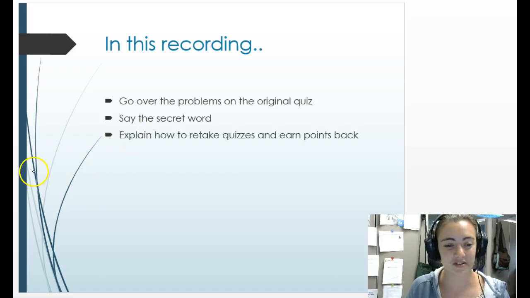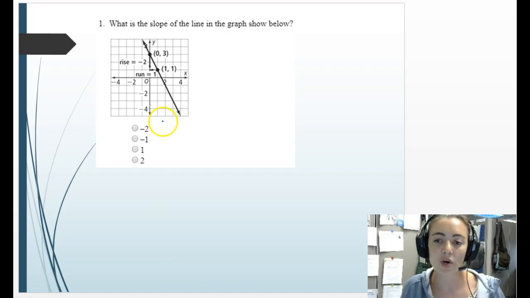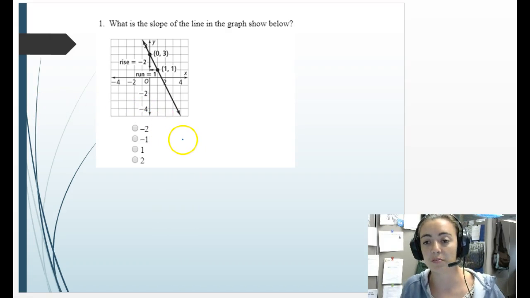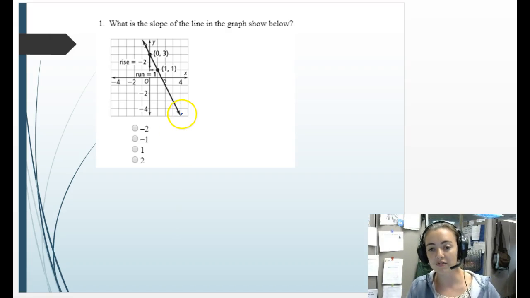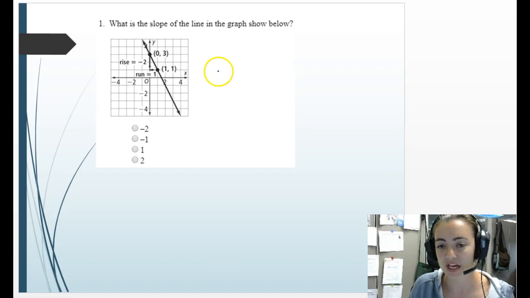So let's jump into the original quiz. On the first question, it said, what is the slope of the line in the graph shown below? There's a couple ways that you can do slope. Remember, it's the change in y over the change in x. Sometimes people think of it as rise over run. They told you the rise over run, which is pretty nice. So you could just put that in.